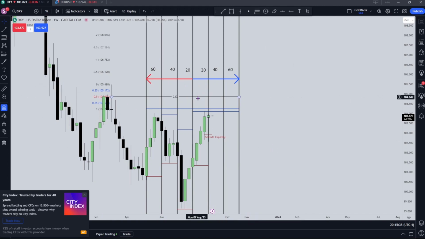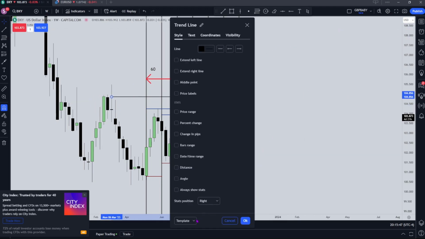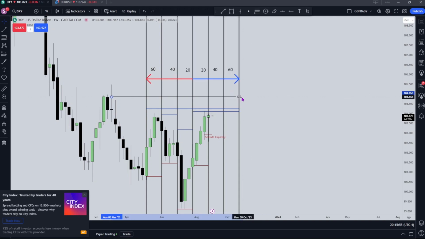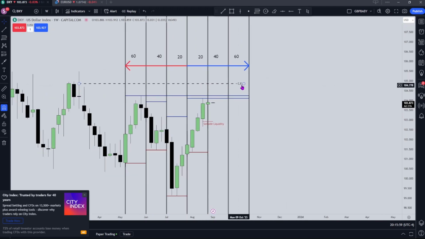And if you're new here, guys, this is how I usually go about it. At the beginning of every month, I tend to look at the IPDA data ranges. So that's what I'm doing here. And then you'll see in my daily uploads, it's a lot shorter, to be honest. So yeah, we have the consequent encroachment marked out now of that weekly candle.